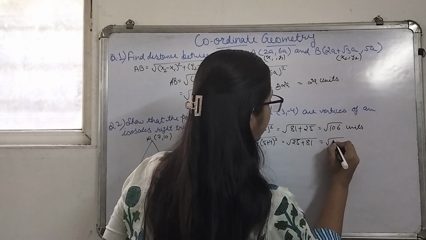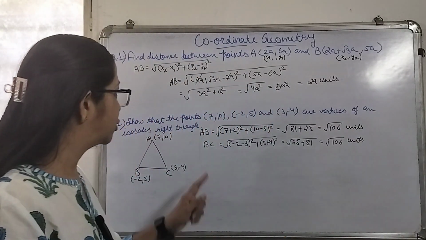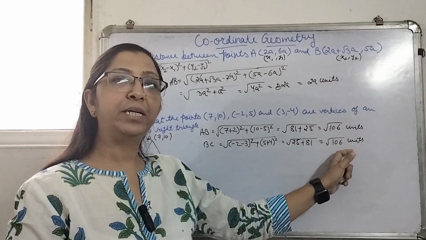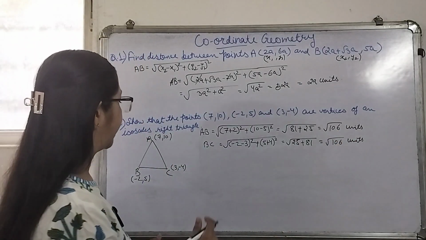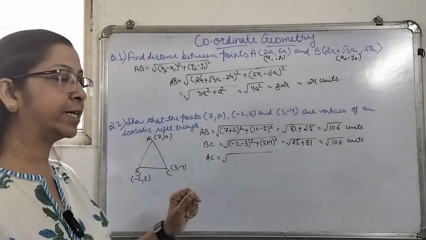That is your root of 106 units. So over here we can see that AB is equivalent to BC. These two lengths are coming equal. Now let's find AC. AC will be again root of (x2 minus x1) whole square plus (y2 minus y1) whole square.